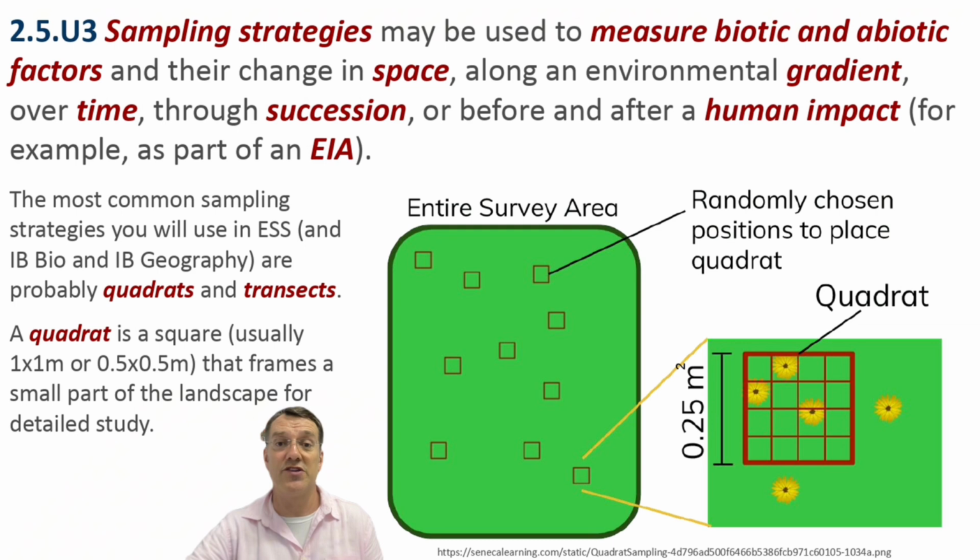Sampling strategies allow us to study large areas by examining representative parts of that area. This slide shows how we might measure changes in space or along gradients over time, through succession, or before and after human impacts. Quadrats are among our most fundamental tools for environmental monitoring. These simple frames define precise areas where we can count organisms or measure environmental factors.